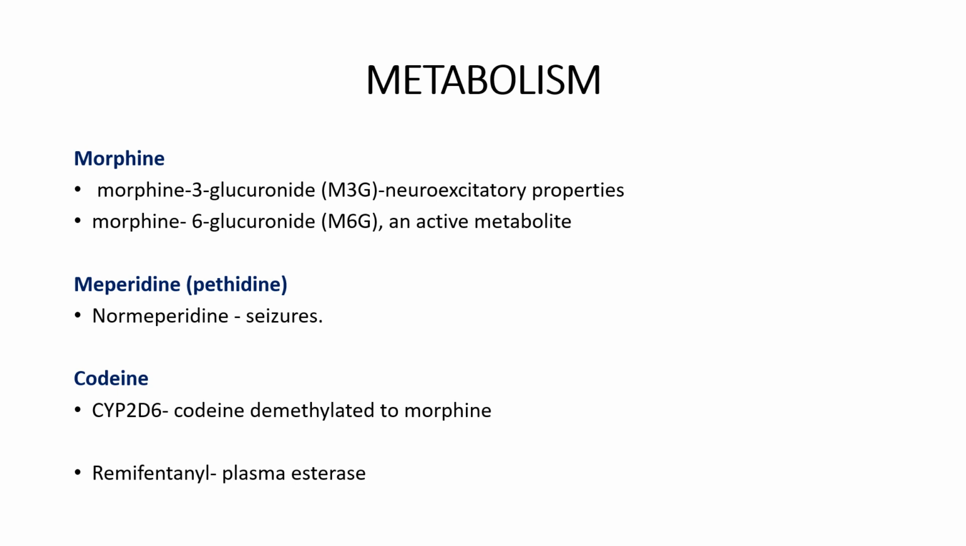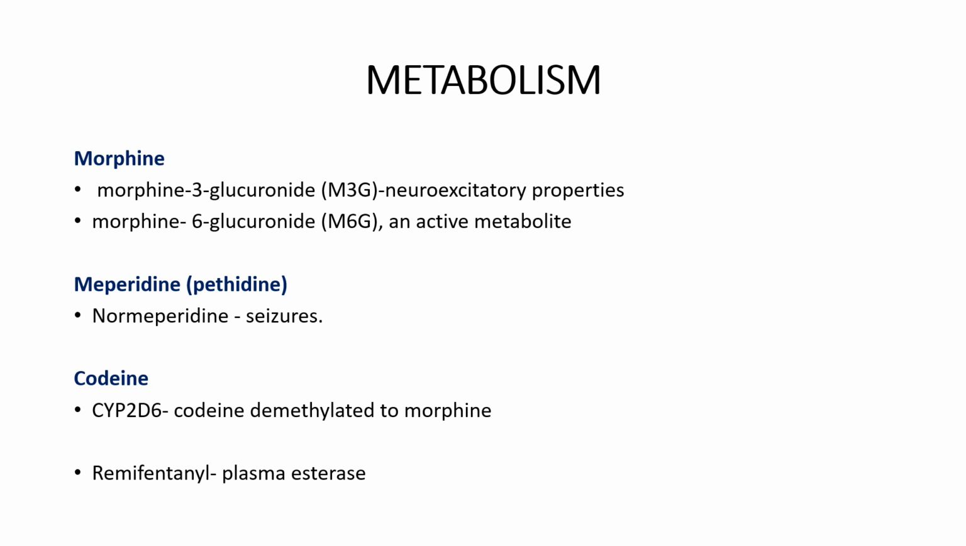And morphine 6 glucuronide is another metabolite, and this is an active metabolite with analgesic action similar to or even more than morphine. Okay, and meperidine or pethidine is converted into a metabolite called normeperidine or norpethidine. Again, this metabolite causes seizures. So pethidine also has an adverse effect of precipitation of seizures.